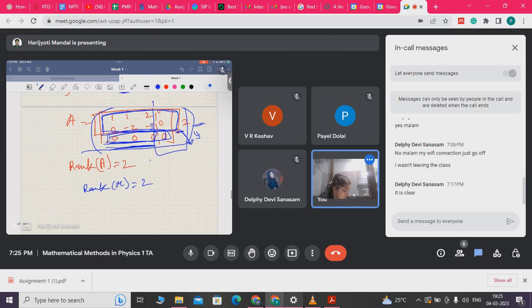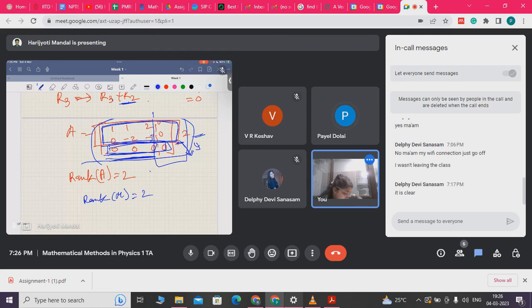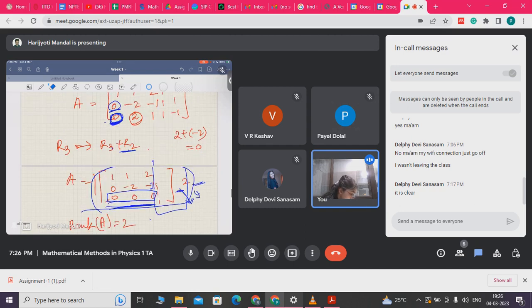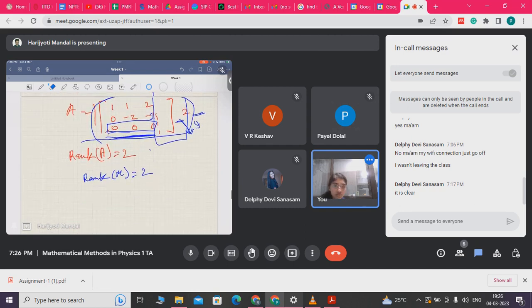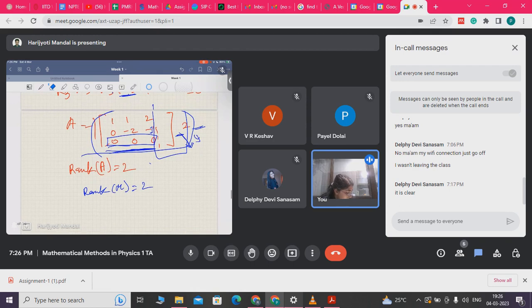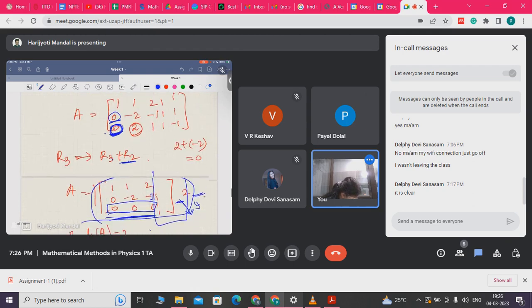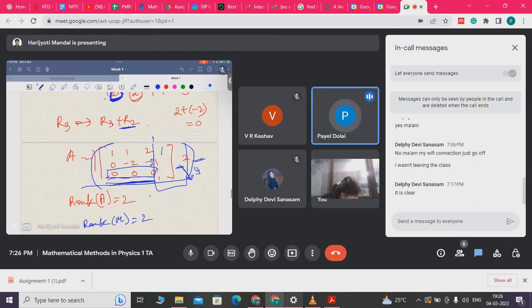Yes, ma'am. Rank of M is 2 and rank of A is 2. I have proved that rank of A is 2. You can also prove that rank of M is 2. This process is again the same, because here M is what? M is like, it is an M, right? Yes. The same process will follow and it will give you that. So that's why I can say that rank of M is equal to rank of A.